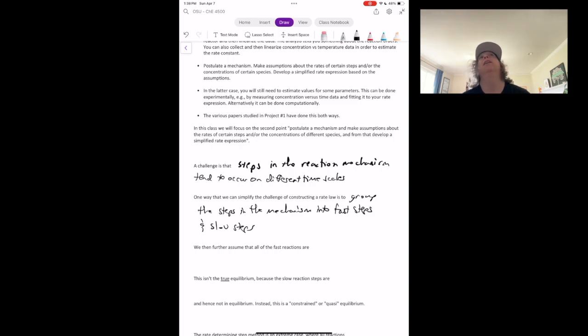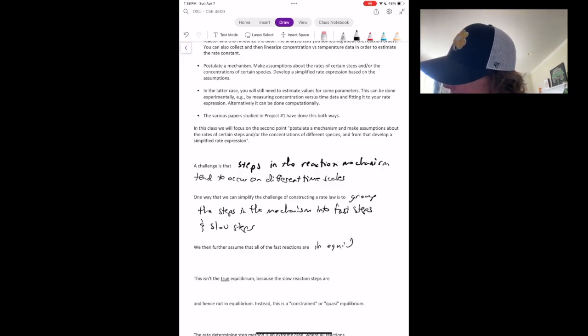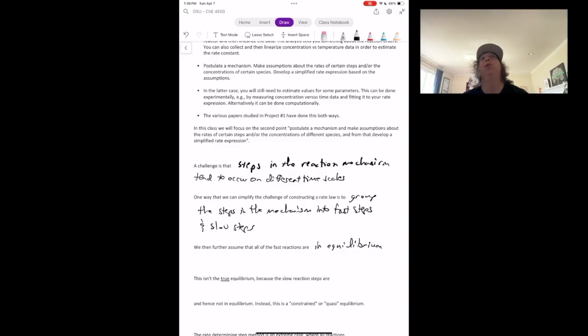And what that means, if all of the other steps are fast, and they're basically waiting for these one or two slow steps, is that we can also assume that all of the fast steps can come into equilibrium. And when I say equilibrium, I'm not talking about the overall reaction. The overall reaction is not in equilibrium because one or two steps are slow. They're kinetically limited. But all the other steps are able to come into equilibrium. So each individual step can come into equilibrium. This is an assumption that we can make. This is not the true equilibrium because the slow reaction steps are kinetically limited.